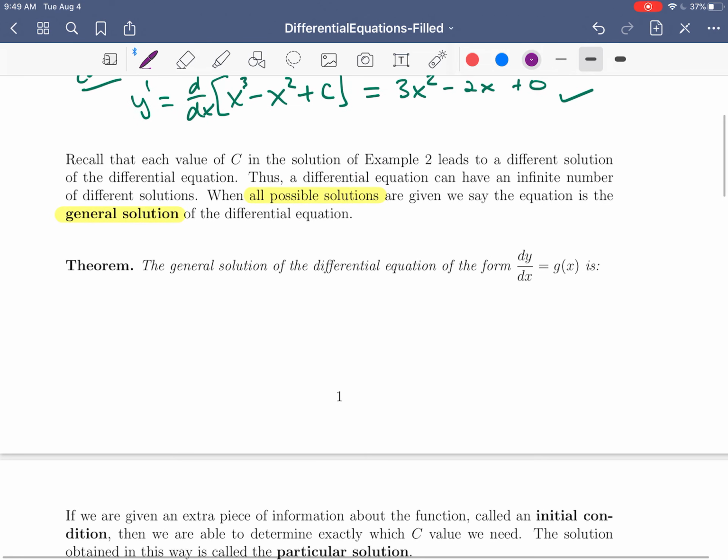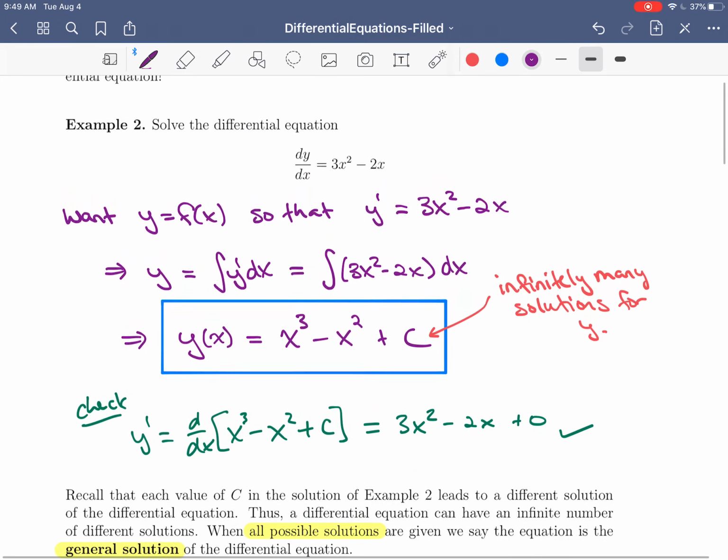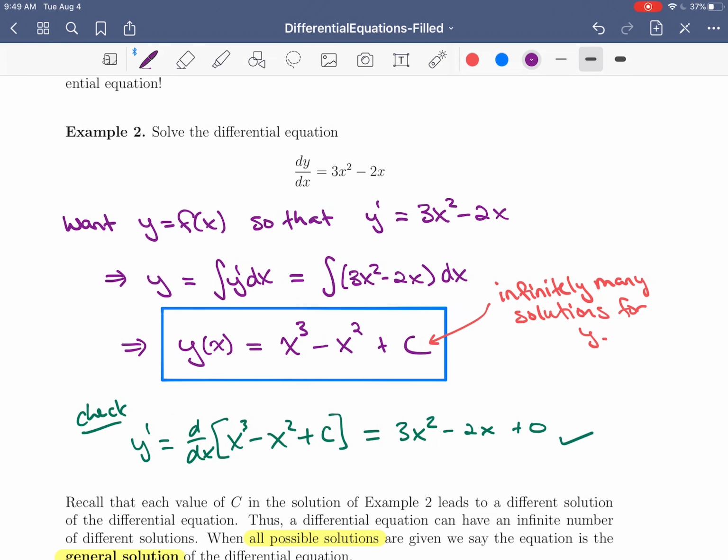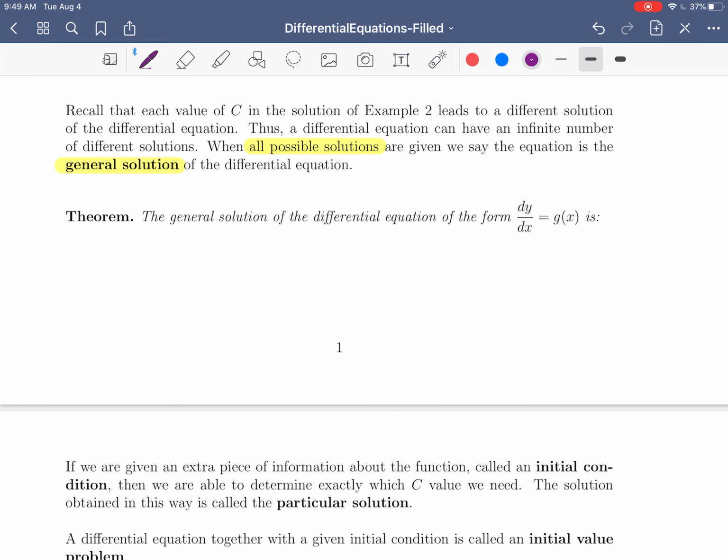So the form that we just had was a derivative equal to something to do with x. Notice that this side only had x's. This is a form that we've seen before. So if the form of your differential equation is a derivative equal to a function that only has x's, maybe I'll just write here.